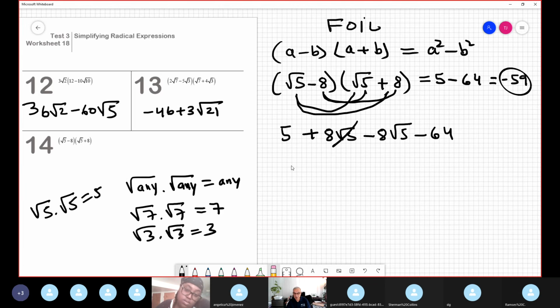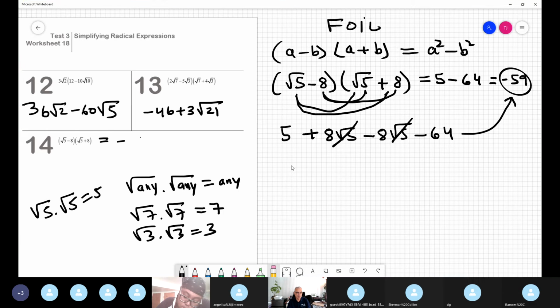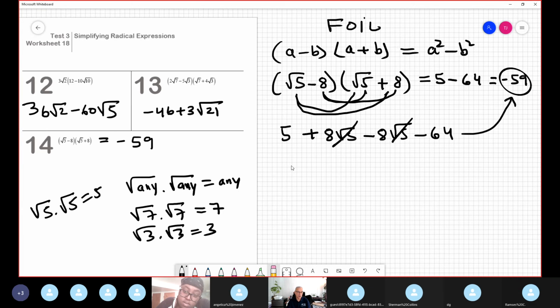And we get, this always cancels out. This always happens when it's a conjugate. The radical disappears. Now, we have 5 minus 64 is negative 59. The answer to this is negative 59. No radical anymore. So this situation, I take advantage in the next page to rationalize. Rationalize means eliminate the radical. And when you have a binomial, you multiply by a conjugate.